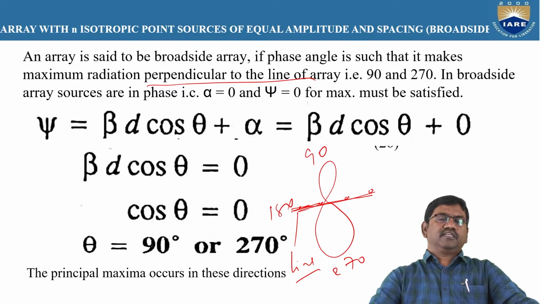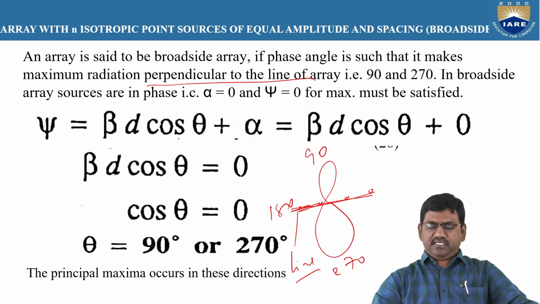If you simplify by the trigonometric function cos theta is equal to 0, you will get theta is equal to 90 degrees or 270 degrees. It means that the maximum radiation will be in the directions of 90 and 270. The maximum radiation pattern when arranged in the broadside case, the radiation will be maximum in the angles of 90 and 270 degrees.